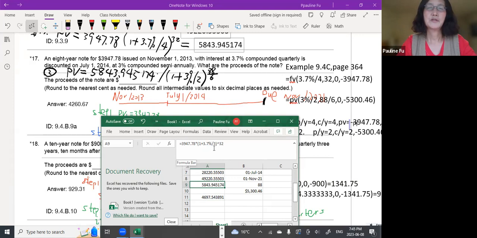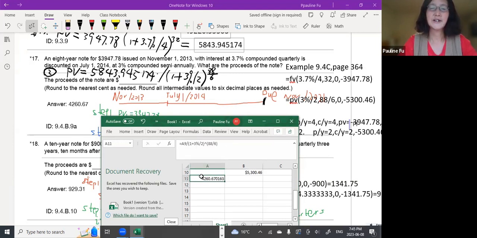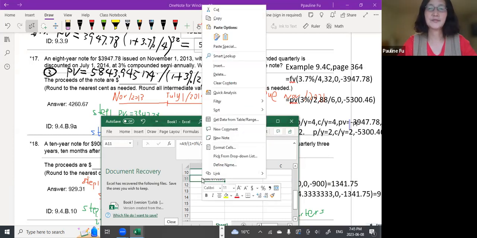1 plus 7.4% divided by 3 raised to power 32. Oh, divided by 4, but when I type in Excel, I divided by 3. That was my mistake here. See, I found this mistake. It is compounded quarterly, should be divided by 4, not divided by 3. Here, this is a mistake I made. Okay, now everything agreed. Yeah, this time we got correct answer, this number.